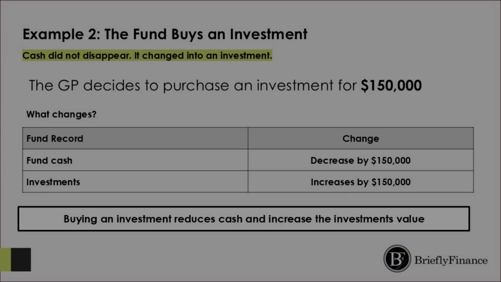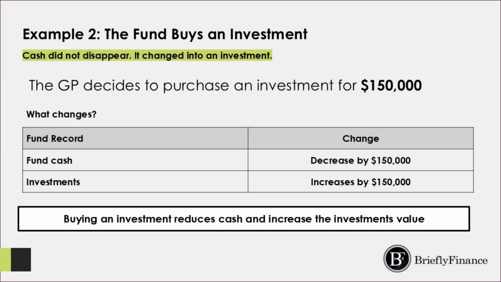Now let's move to the second example. The general partner decides to purchase an investment for $150,000. So again, we ask, what changed? The fund cash decreased by $150,000. But the fund now owns an investment worth $150,000. So cash did not simply disappear, it changed form. Before, the fund held cash. After the transaction, the fund holds an investment.